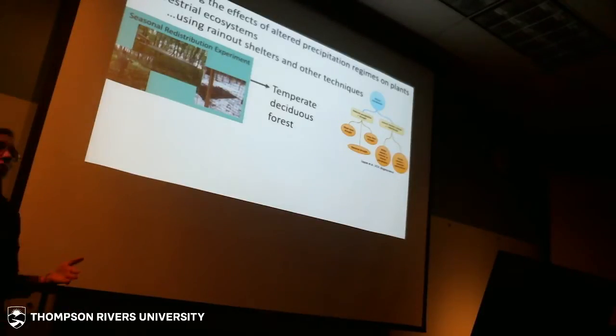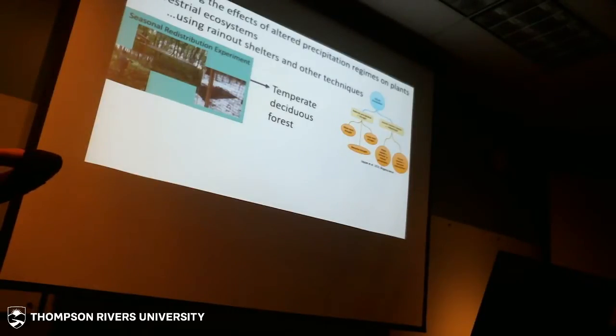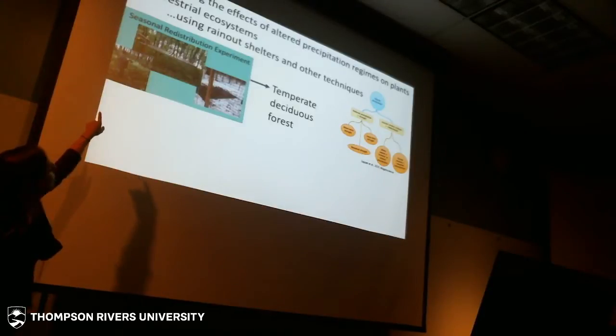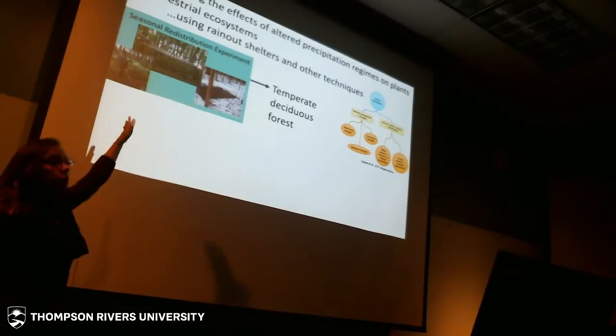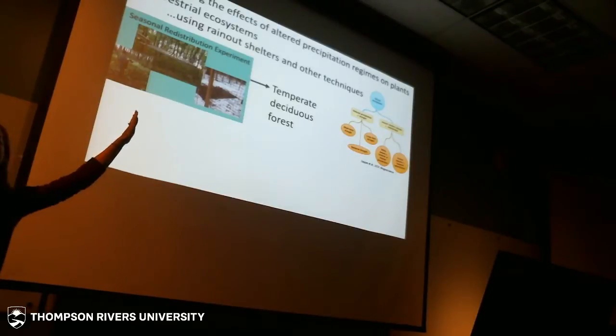And I have used a variety of techniques, particularly in this first experiment that I did, which was a seasonal redistribution experiment, sort of, but I added precipitation manually by actually just watering the plots, and then used a rain-out shelter, which you'll see lots and lots of rain-out shelters today.